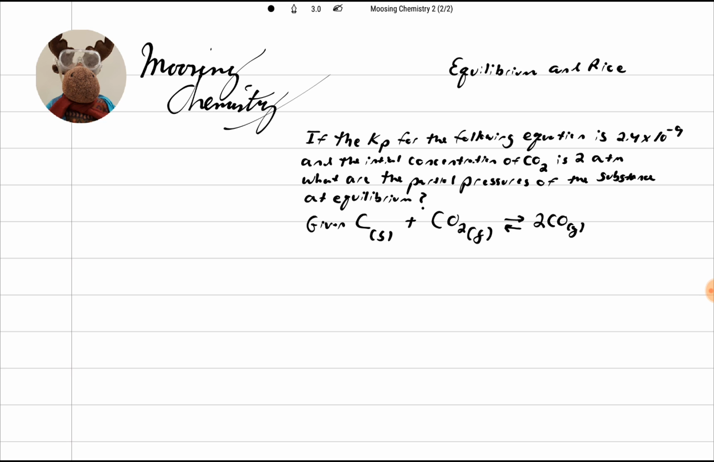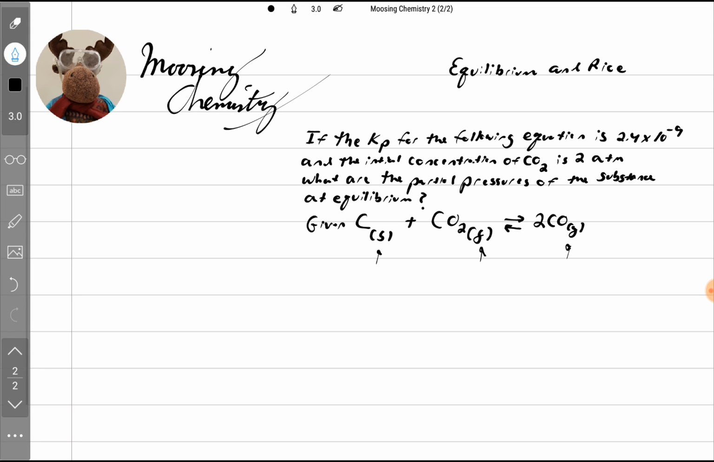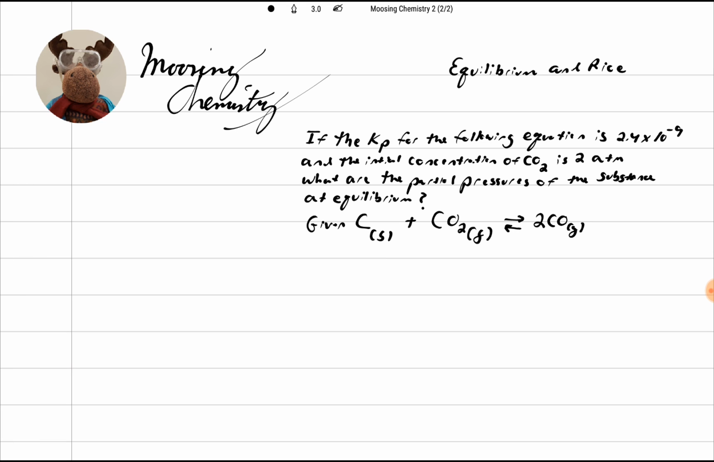We've got a solid, and we have a gas, and we have a gas here. So the solid is not like a gas or anything like that. So this is what we call a heterogeneous equilibrium situation. All right, so we're going to go ahead and get rid of those real quickly. And there we go. Now, let's go ahead and get this set up.